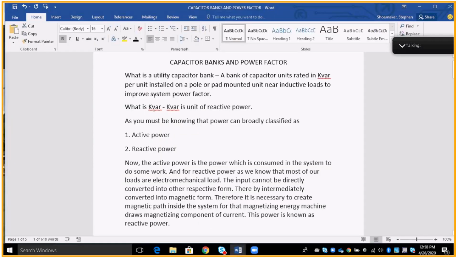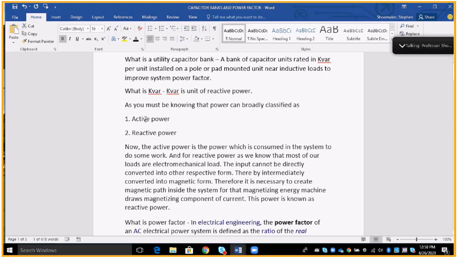So what is kVAR? kVAR is a unit of reactive power. As you must be knowing, I just copied and pasted this here because it's a good one, but it's not really scaled down to relate to what we taught in the course, what you need to know as a lineman. There are two different types of power.